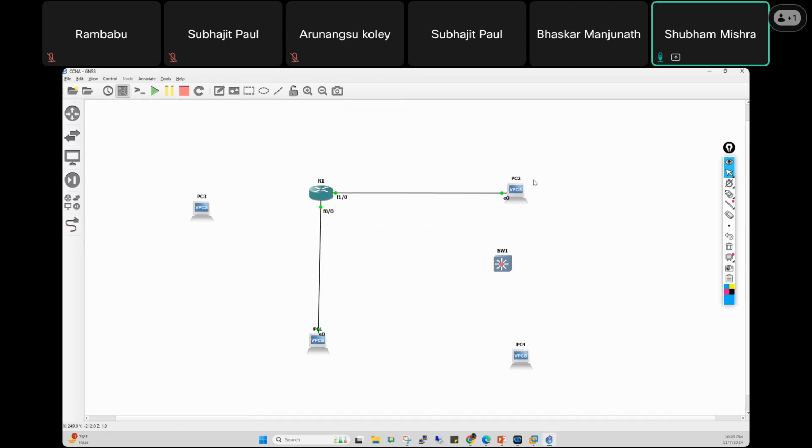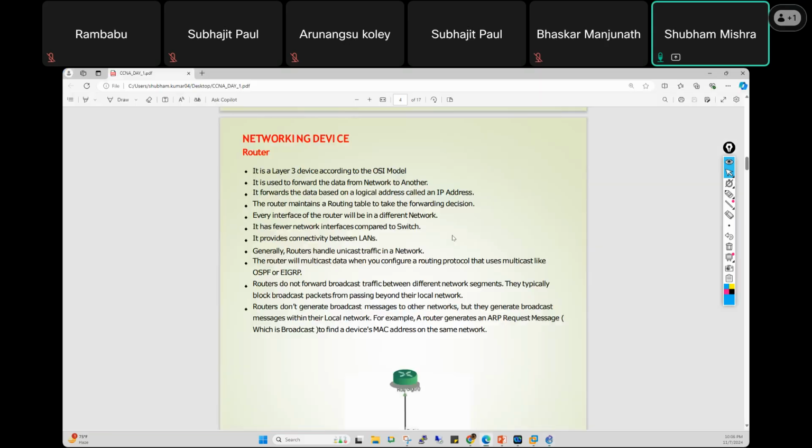But in a real-time scenario, at least you will get how many ports, guys? 48 ports in the switches. But on a router, hardly you will get 4 or 5 interfaces like this. Getting my point? So that's the reason I write here: router has fewer interfaces compared to the switch. Switch has a large number of interfaces.